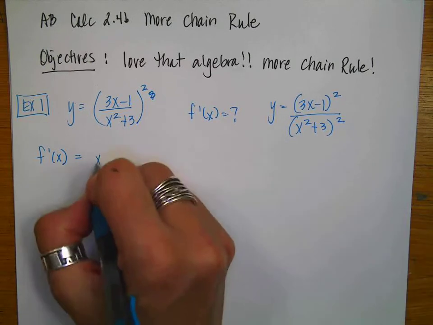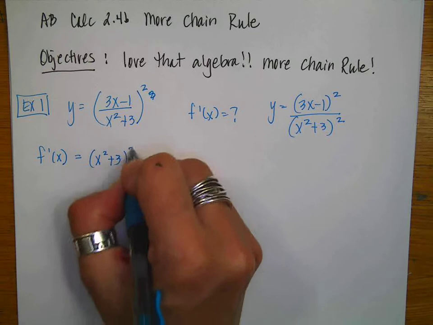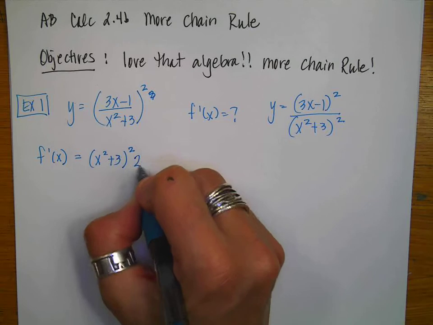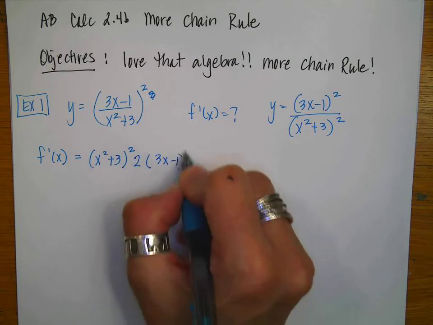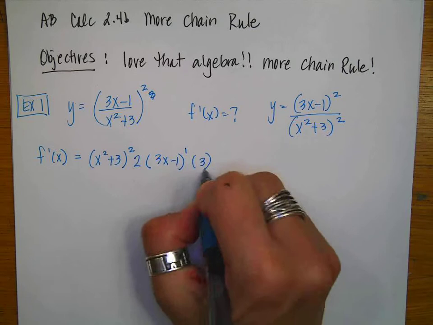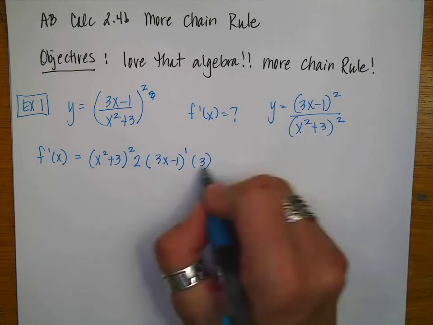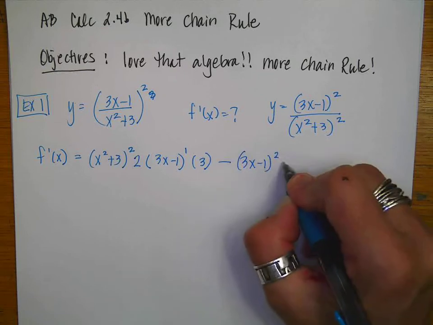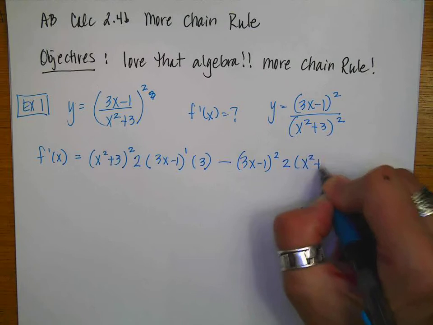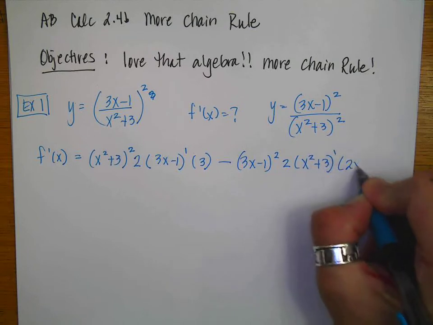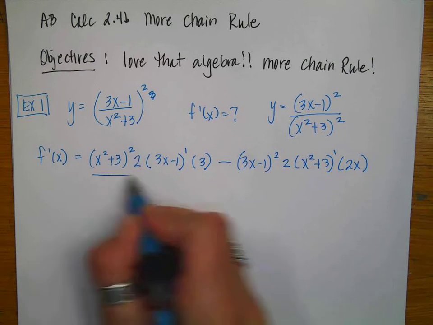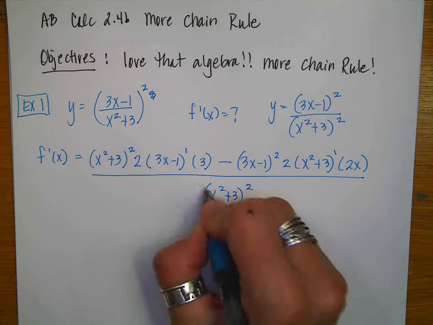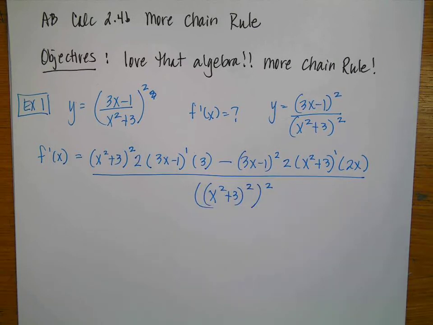So here we go. It's low, (x squared plus 3) squared, times the derivative of the high. All of these guys are going to be multiplied together. 2 times (3x minus 1) to the first times the derivative of the inside. There's the chain. Low d high minus high, (3x minus 1) squared, times the derivative of the low, 2 times (x squared plus 3) to the first times the derivative of the inside, all over low, (x squared plus 3) to the second, squared. Ooh, that's a lot of math.